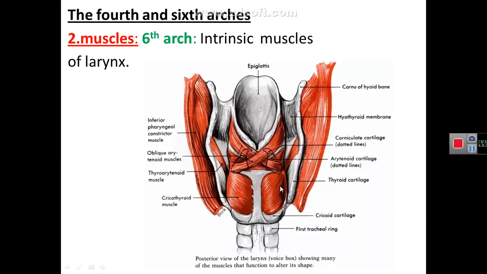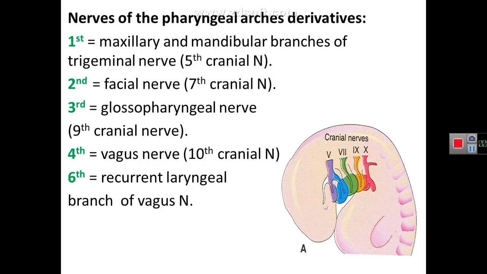while muscles derived from the mesoderm of the sixth arch include small muscles connecting the cartilages of the larynx that we had enumerated a while ago. We said that the larynx is formed of cricoid, thyroid, arytenoid, corniculate, cuneiform cartilages. All these small cartilages are connected by small muscles called intrinsic muscles of the larynx that are derived from the mesoderm of the sixth pharyngeal arch. This is all about the arches.